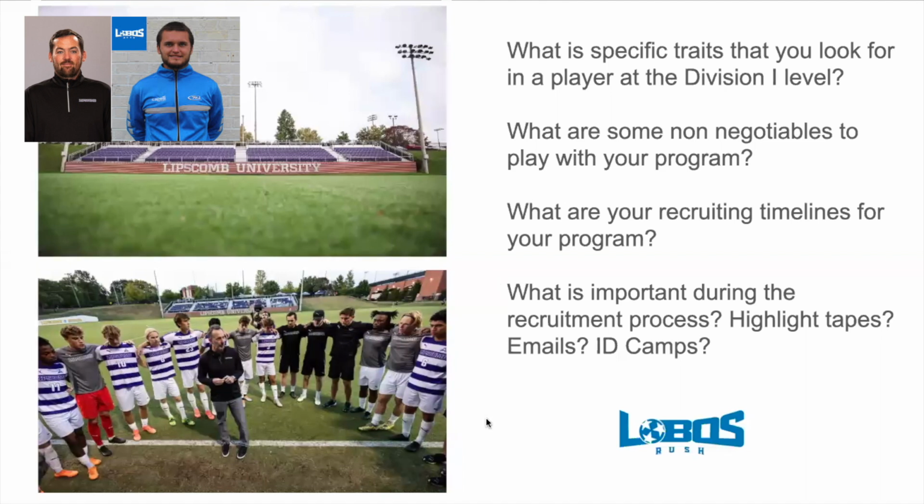Yeah. And that leads us perfectly on to the next question: what is important during the recruitment process? What is a good highlight tape? What do you look for in emails? And I know you guys host ID camps up at Lipscomb. Are they important? Do they hold value? Once a player targets, for talking's sake, Lipscomb, and they're like, okay, this is a school I'm really interested in, how do they get the ball rolling?